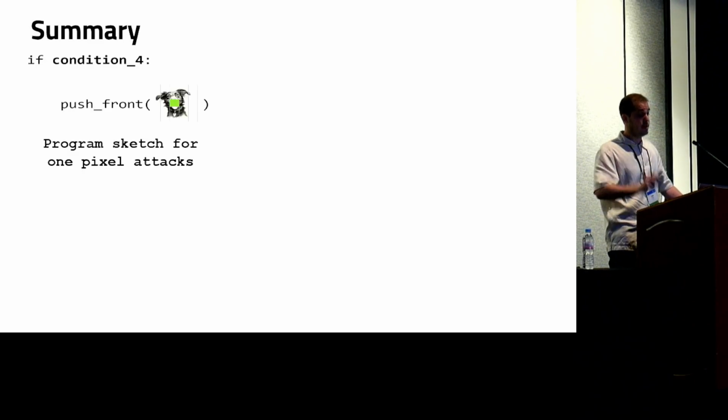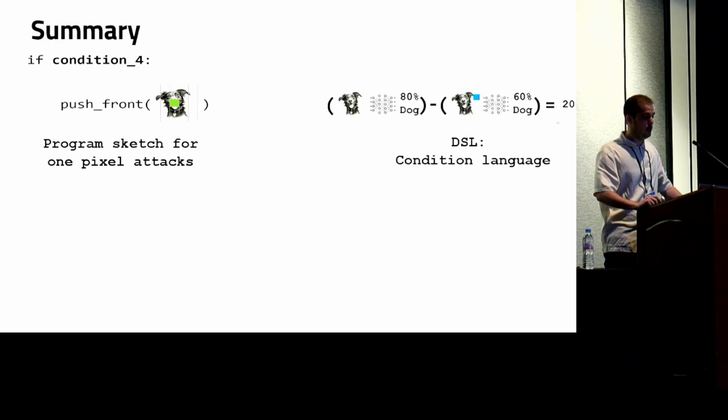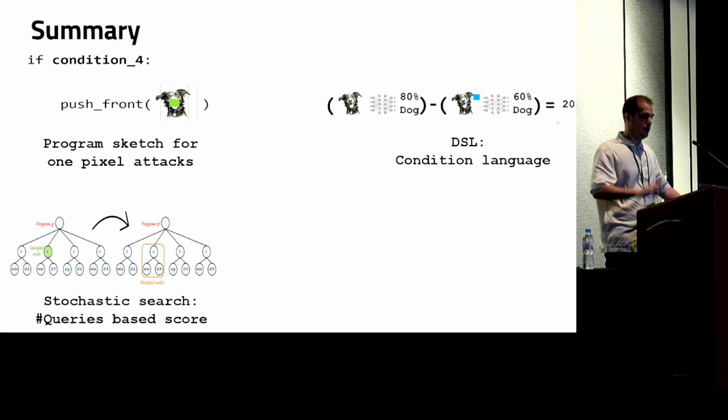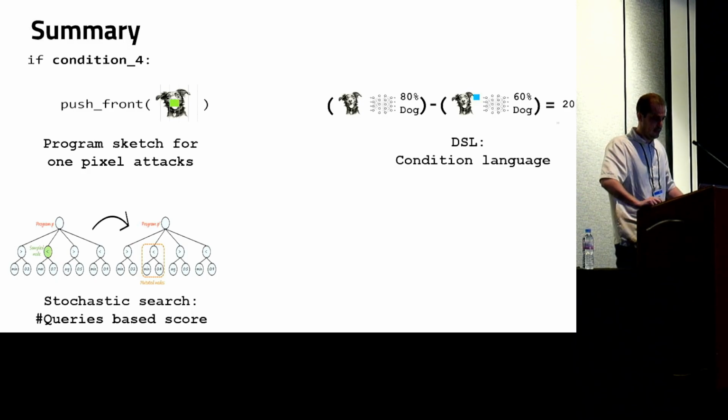We developed a sketch for a prioritization program and a domain-specific language for conditions that govern this dynamic prioritization. Additionally, we implemented a synthesizer that utilizes stochastic search inspired by the Metropolis-Hastings algorithm with the goal of minimizing the number of queries to the classifier during the attack.